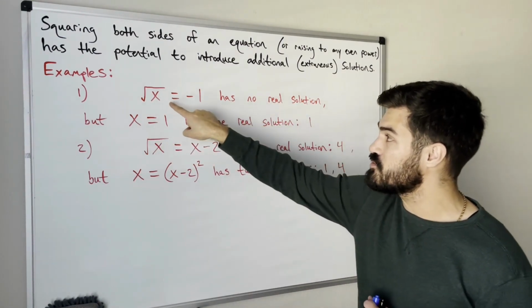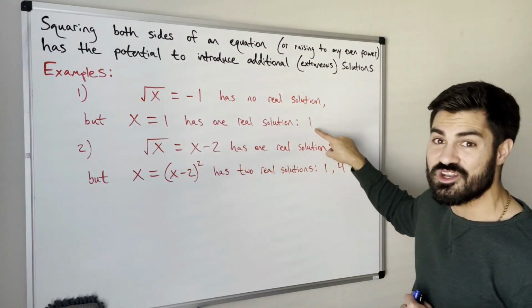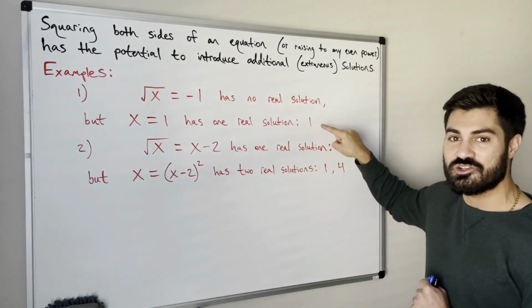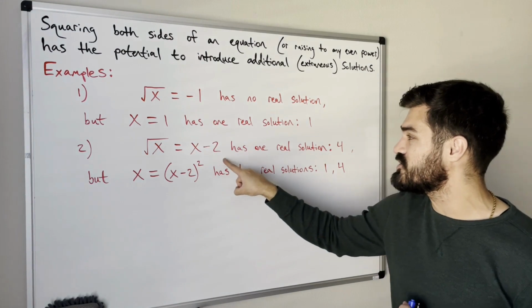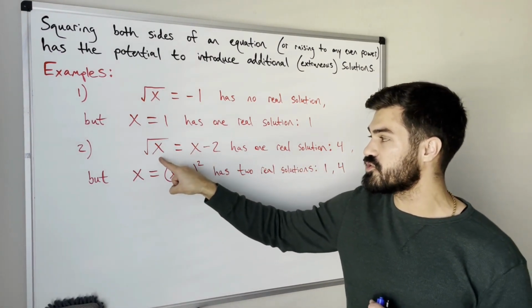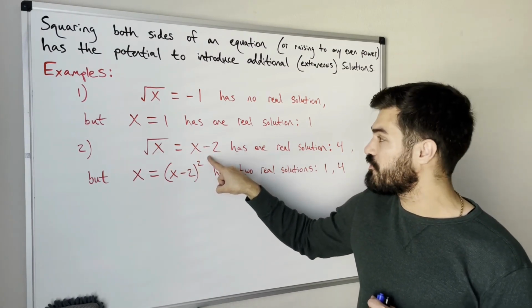So in an effort to solve this equation, we squared both sides, we got a solution, but it turns out to not be a solution of the original equation. This is an extraneous solution, okay? Here's another example. Square root of x equals x minus 2. This equation has one real solution, 4, right? The square root of 4 is 2, 4 minus 2 is 2. We're good to go with 4.